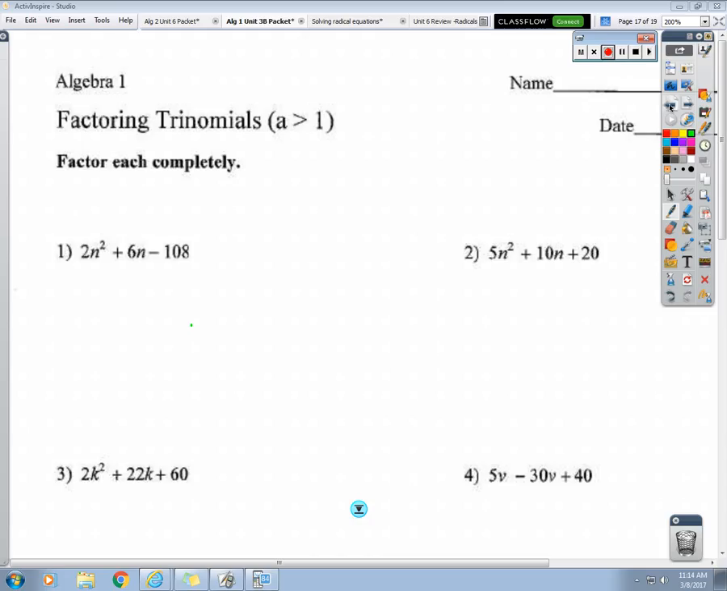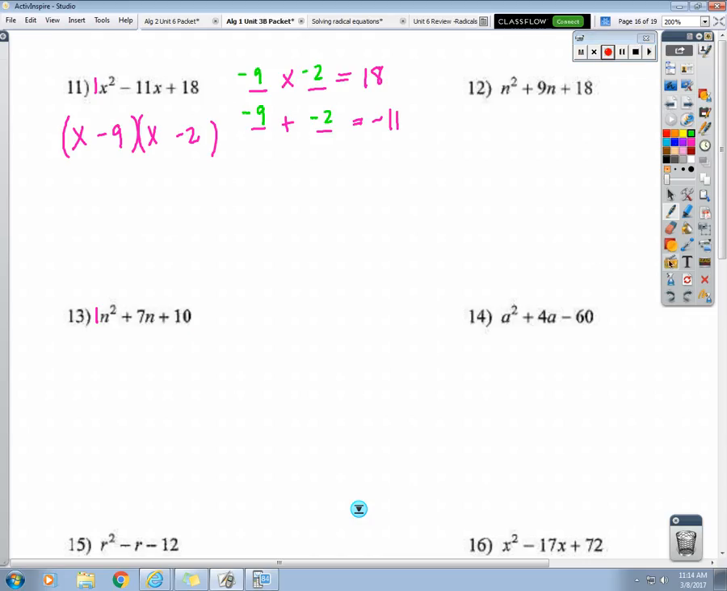Yesterday, we learned how to factor a trinomial. You don't have to flip back, but I'm just going to quickly go over one from yesterday. This is a trinomial because there's three terms. X squared is the first term, negative 11x is the second term, and 18 is the third term. This trinomial has a leading coefficient of 1. Okay, the leading coefficient is the very first coefficient as long as it's in standard form.